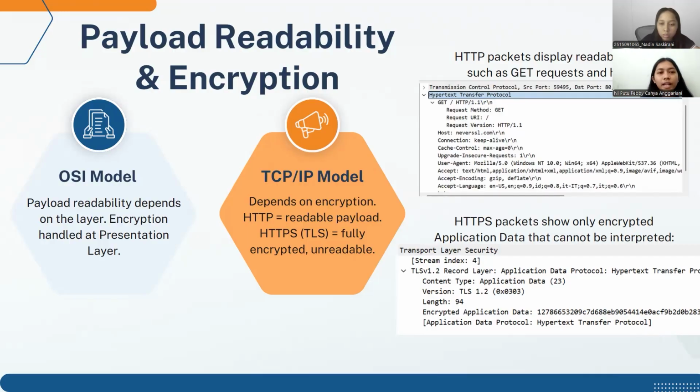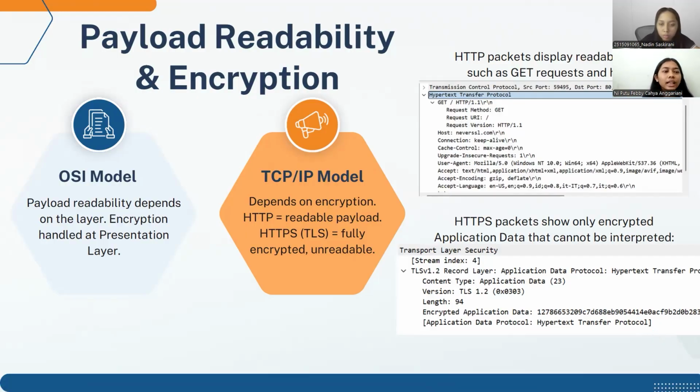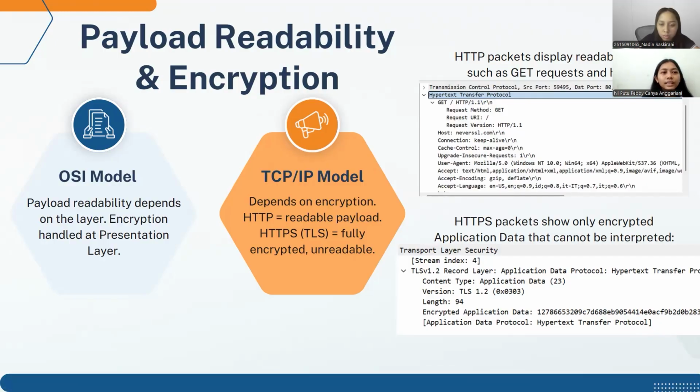TLS encrypts the application layer payload before it leaves the sender. So in Wireshark, you will only see a block labeled application data. And for the OSI model, the payload reliability depends on the layer. And for the TCP/IP model, payload reliability depends on encryption.